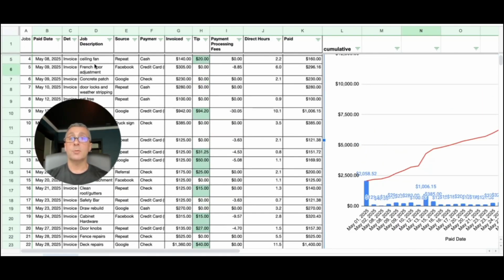A little bit about the job description, the source, where did the customer come from? The payment type, was it cash, credit, check, or something else? What did I actually invoice? What was, if any, tip that I received? What were the fees, payment processing fees? So if it was a credit card payment, I have to take out those fees. How many hours did I have, direct hours associated with that job? And when I say direct hours, the way I'm defining it is my travel time to and from the job plus my time on the job.